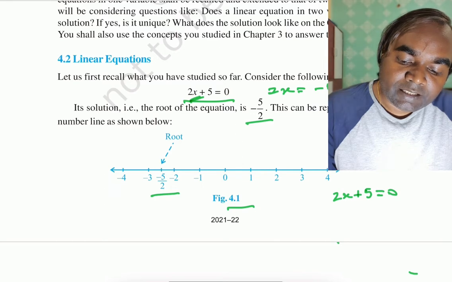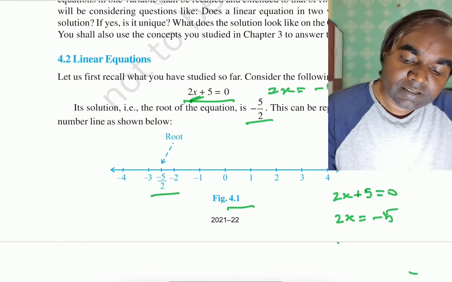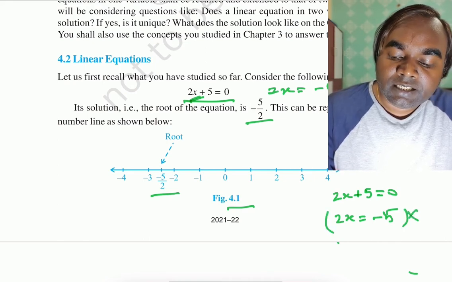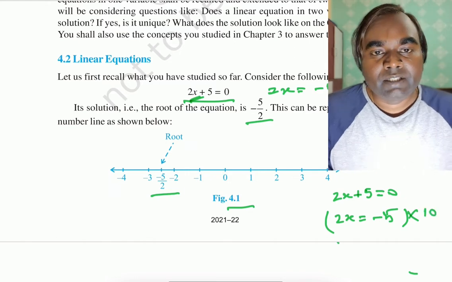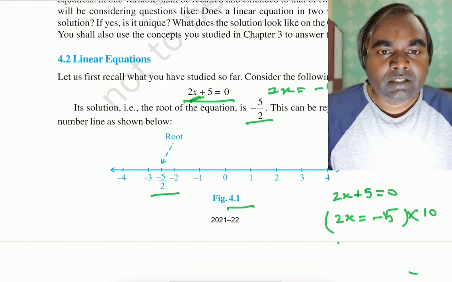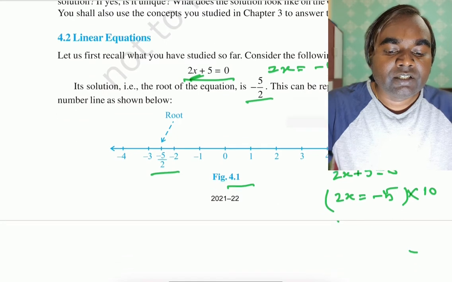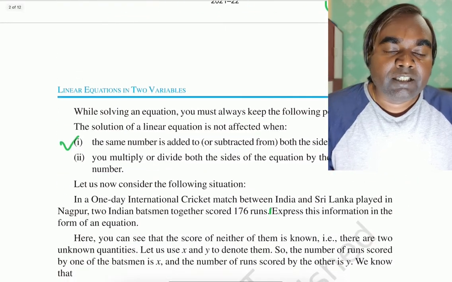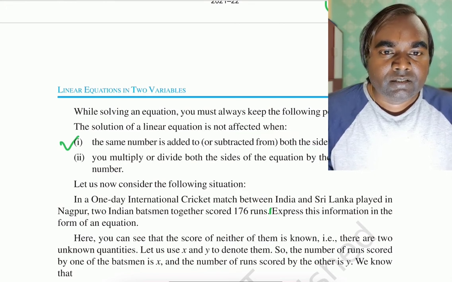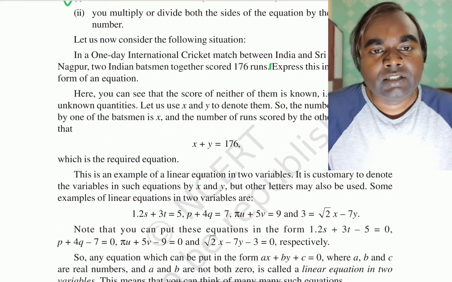If you multiply 2x is equal to minus 5 on both sides by some number, say 10, the equation will remain the same. Even if you divide both sides by any non-zero real number, the equation will remain the same. So keep in mind that to simplify any equation, there is sometimes a need to multiply, divide, add or subtract the same number on both sides. So that is the rule.